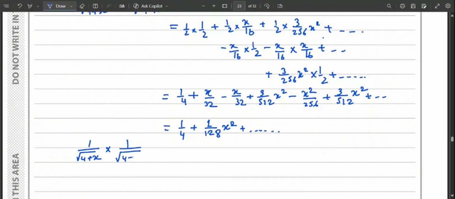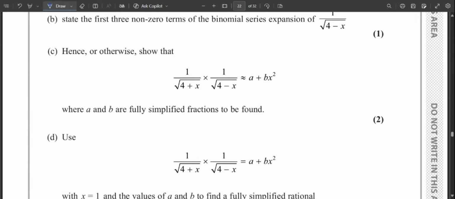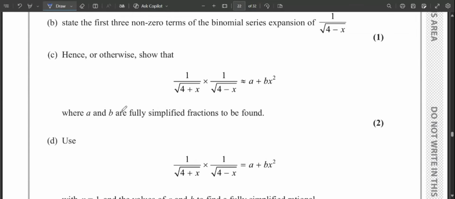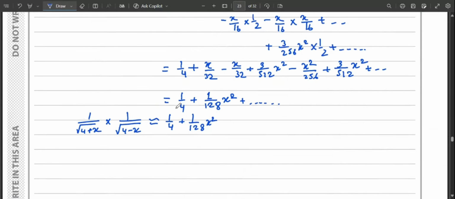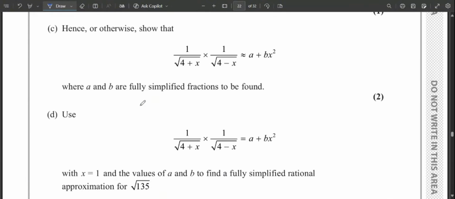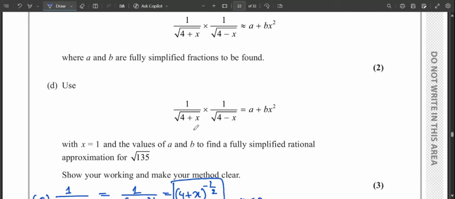We can now move to part number D. In part D, we have to use the expression from part C with x equals to 1, and using x equals to 1, we have to find an approximation for root over 135. We have to show our working. So we have to use our expression in C, and we have to use x equals to 1 to find out an approximate value for root over 135.